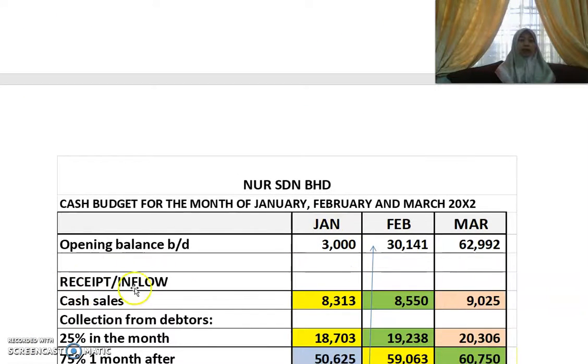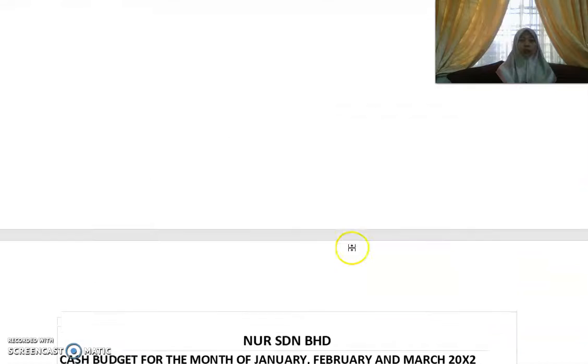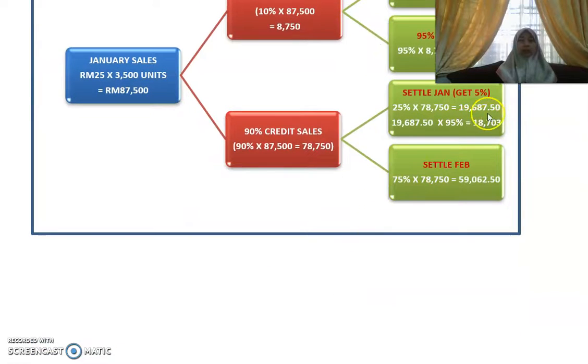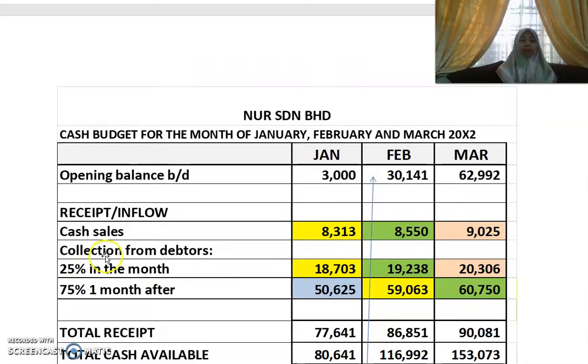Next, about your receipt or your inflow of money. So you will have your cash sales. The cash sales is 8313 just now. You can round up your figures. So this one, 8312.5, you can round up your figures or you can put in 8312.5. So that's for your January cash sales. Next, this one will be settled in January as well. So in the same month, collection from your debtors, that is your credit sales, 25% in the month, that will be 18,703 for January.